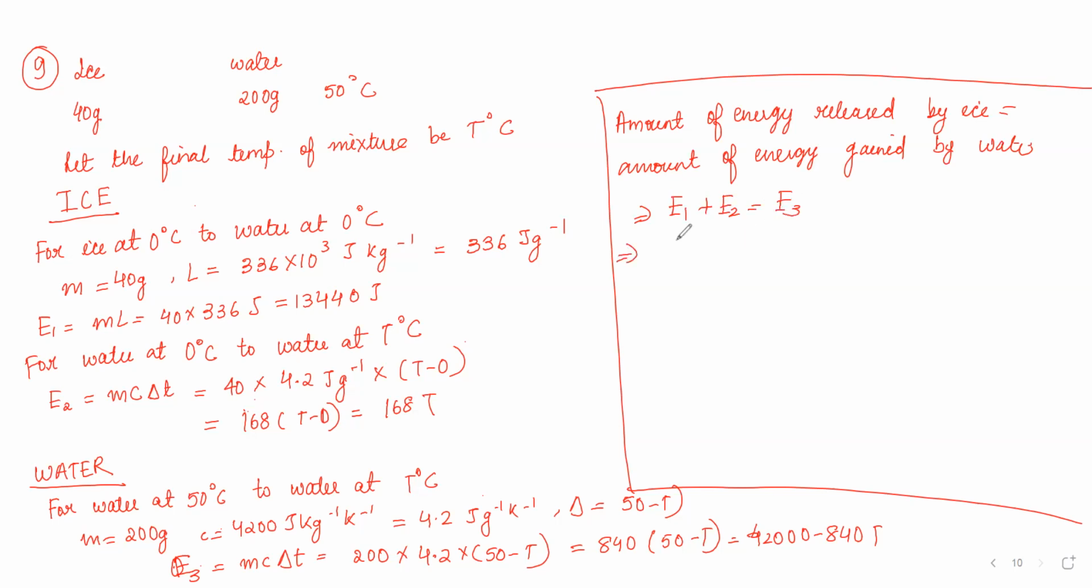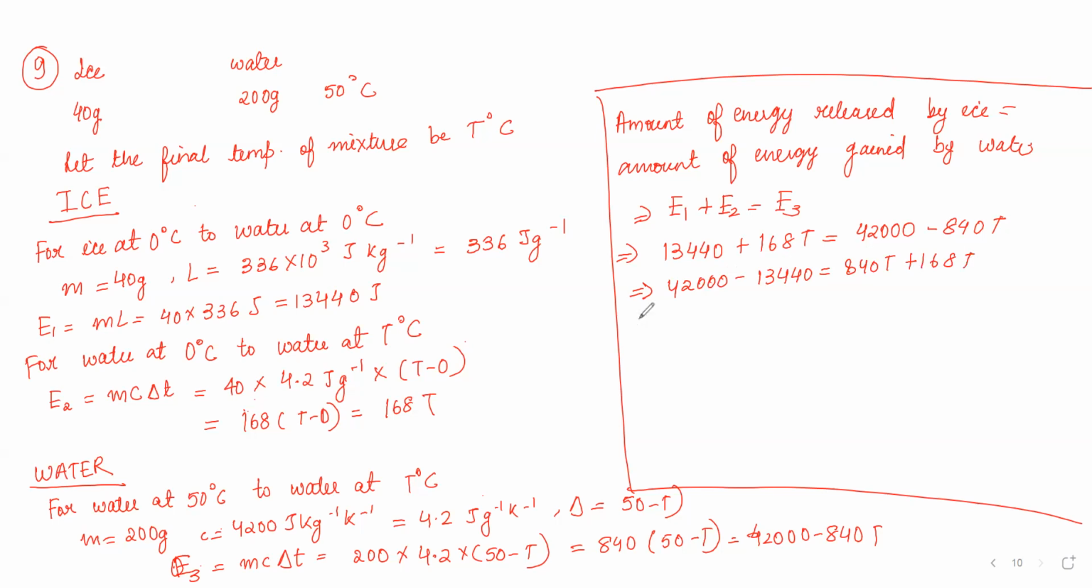So this implies 13440 plus 168 T is equal to 42,000 minus 840 T. Okay, so what will this imply? This will simply imply that 42,000 minus 13440 is equal to 840 T plus 168 T.